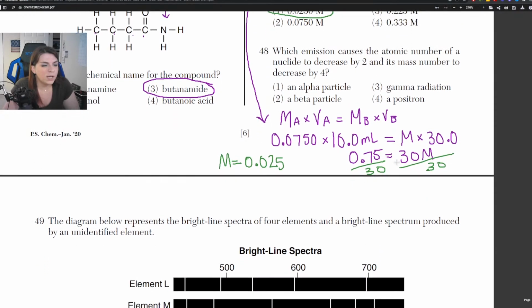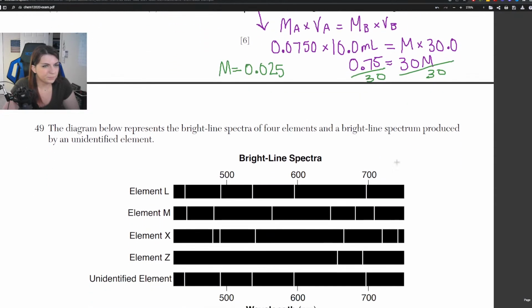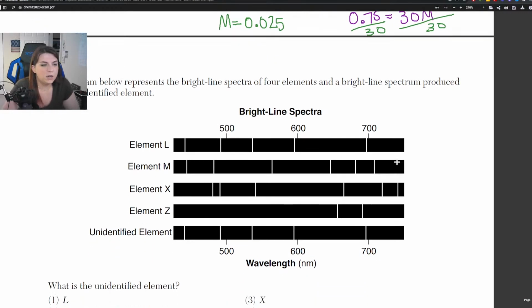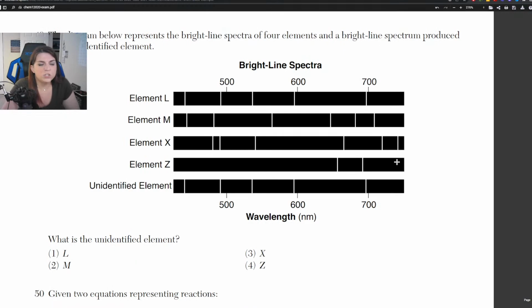Okay, number 49. The diagram below represents the bright line spectra of 4 elements and a bright line spectrum produced by an unidentified element. What is the unidentified element? All right, so really we are just matching the lines.